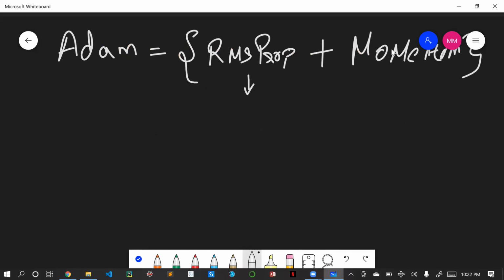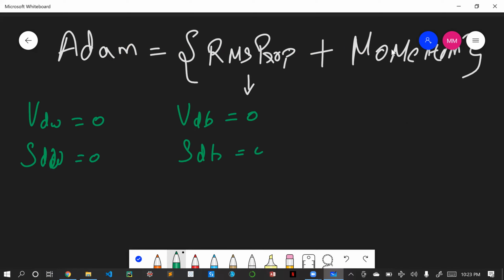First we'll write down the RMS prop equation, or else we'll do one thing. Before writing down the RMS prop equation, we'll initialize 4 variables, which is nothing but VdW, SdW, and VdB, SdB. So we initialize these values to 0.